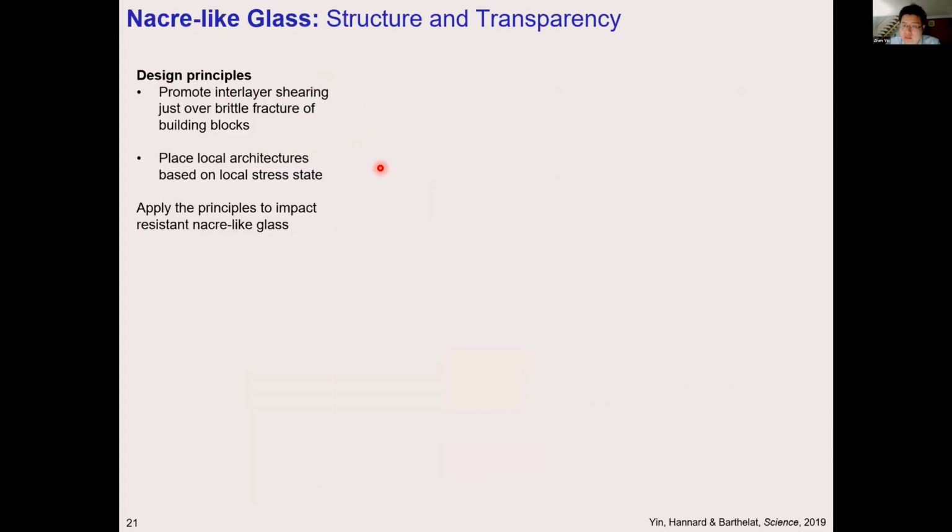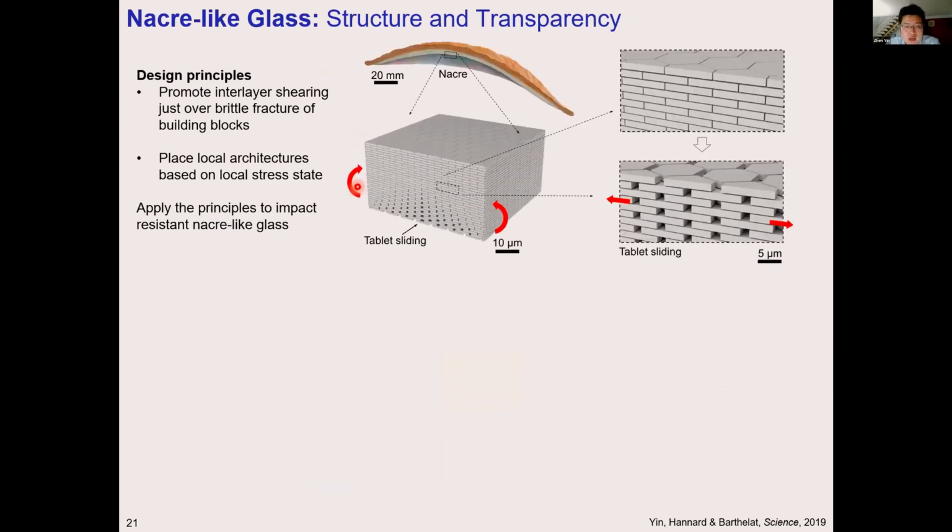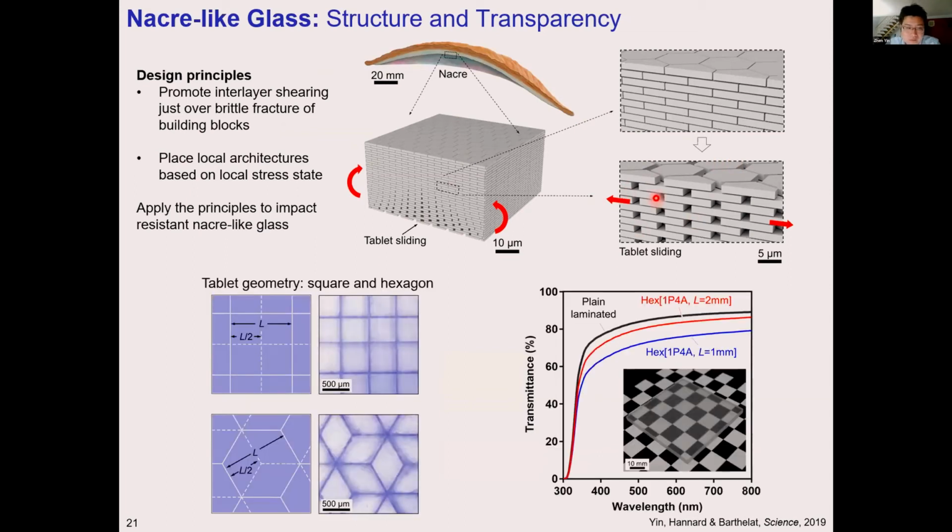We apply these design principles to make impact resistant glass, because glass usually suffers from very poor impact resistance. We start with the Nacre-like designs, where we know that Nacre in seashells is very good at taking impact loadings through large scale tablet sliding. We designed two types of Nacre-like tablets. The first one is square, and the other one is hexagonal.